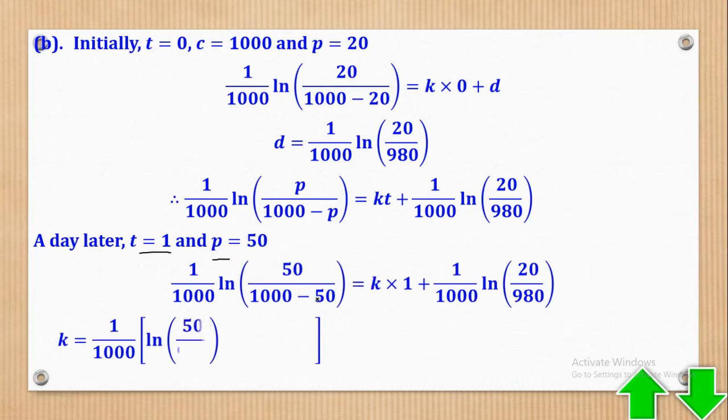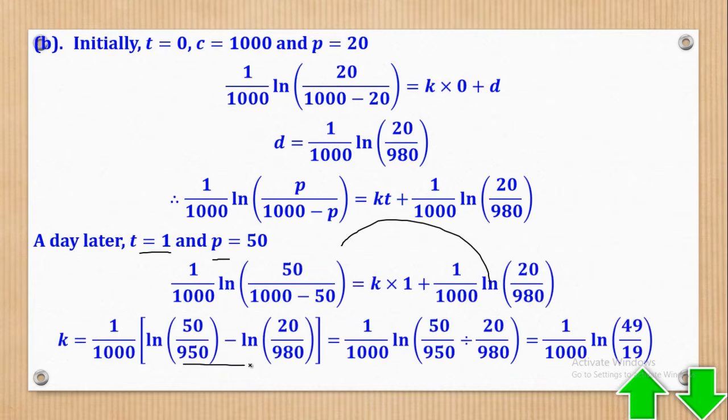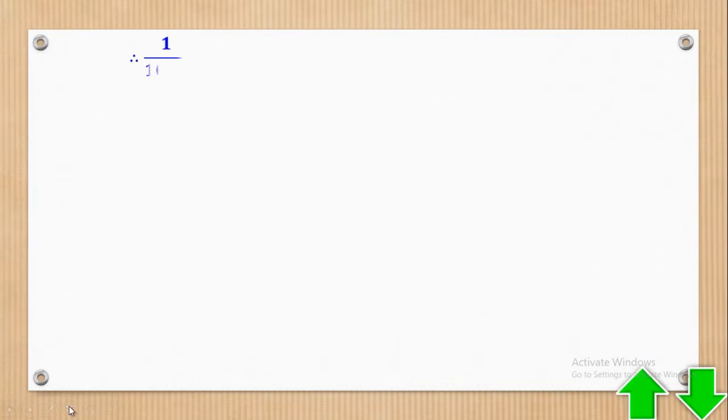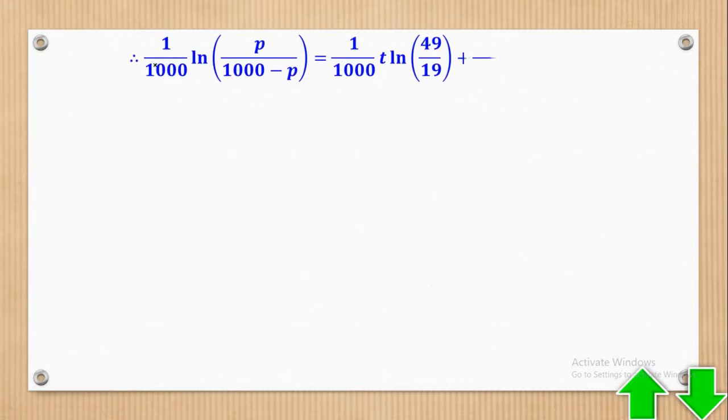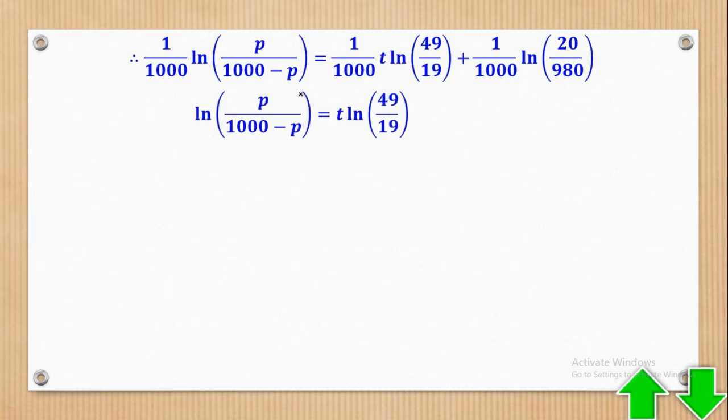Therefore, when I make k the subject, k will be equal to, that means that you take this one this side to come up with this, then this minus this is the same as this division, and this simplified gives you 49 over 19. Therefore, now the equation becomes that. I think we realize that it now has only p and t. Therefore, we can use it to answer the questions asked.